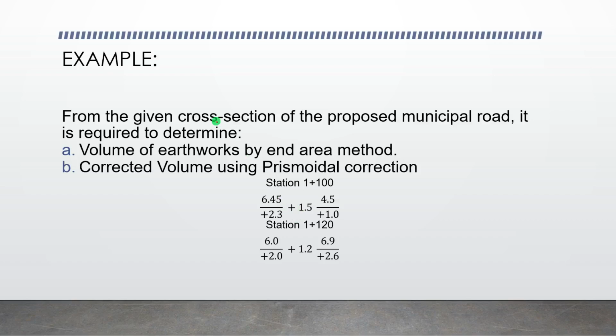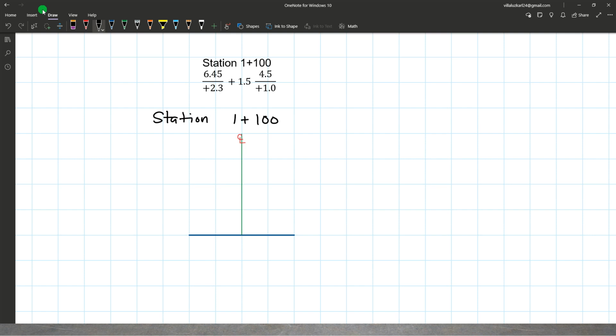Okay, sample problem. Given the cross-section of a proposed municipal road, determine the volume of earthworks by the end area method, and letter B, the corrected volume using prismoidal correction. So we have here two stations with given cross-section nodes. Let's draw the cross sections. Let's start first at station 1 plus 100.